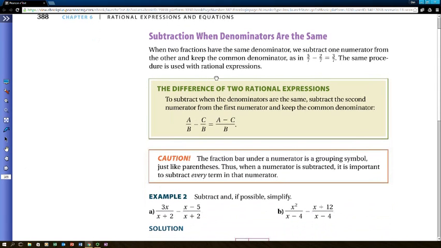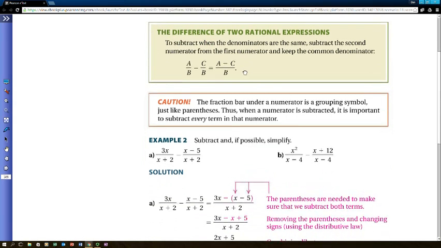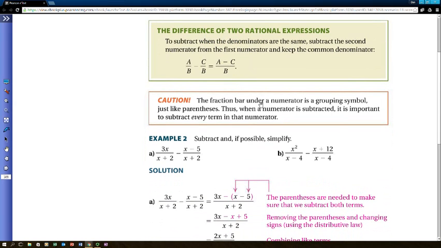Well, subtraction is very similar. If I have the same denominator and I'm subtracting these two fractions, then I just subtract the numerators. And there's a caution here. It says a fraction bar under the numerator is a grouping symbol, and this is really true.